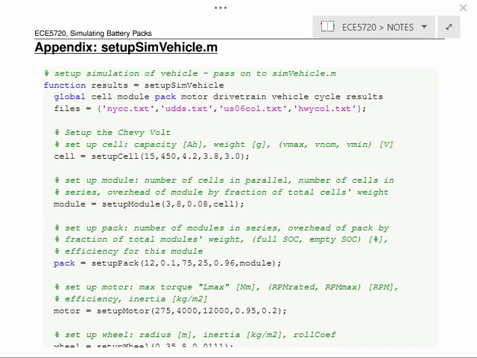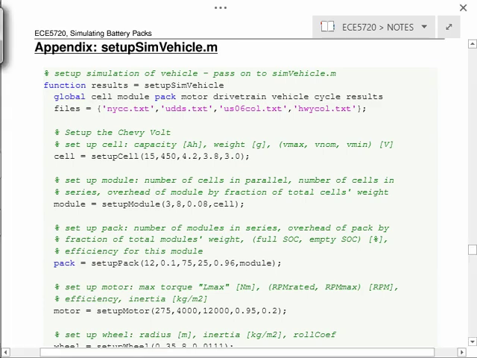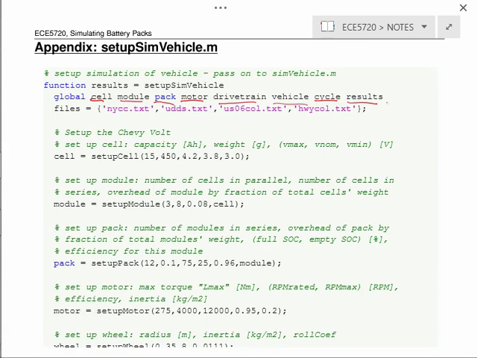Here I'm going to make some variables global inside of my function just to make it easier to set things up. So I'm going to have a data structure called a cell, a module, a pack. These describe the battery. Something called motor, drivetrain, vehicle that describes the rest of the vehicle, the drive cycle, and some results. The drive profiles that are going to be simulated here I define as the names of the data files. The data files are text files. They're two columns. The first column is time. The second column is the demanded speed.